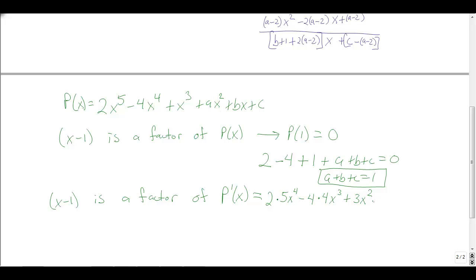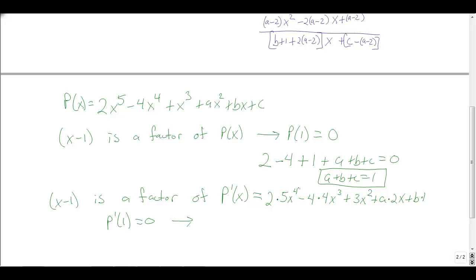Next one, the 2 comes out, well, I have a. I have a 2 out in front, and I get x to the first, that's just x. And bx, I have an x to the 1, so that's plus b, really times 1. But then x to the 0 is just 1, so that stays. And it turns out that c, I guess, is c times x to the 0. Bring the 0 down, you're multiplying by 0, that goes away. Derivative of a constant is 0. So you get this p prime of x here. x minus 1 is a factor, and what that means is p prime of 1 has to be 0.